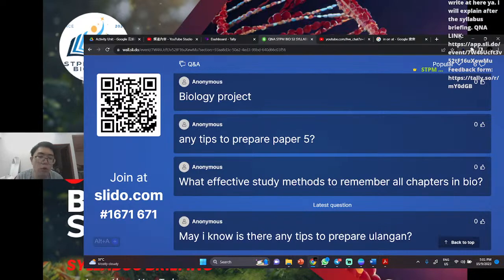You must do your own notes because biology is a very big subject, an informative subject. There is a lot of information you can get from the internet, books, and journals also. So you have to do your own notes. That is the most effective method for me.